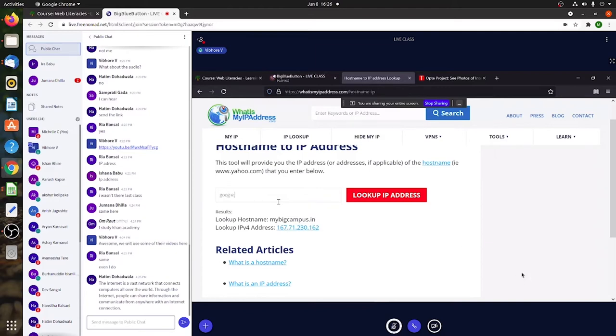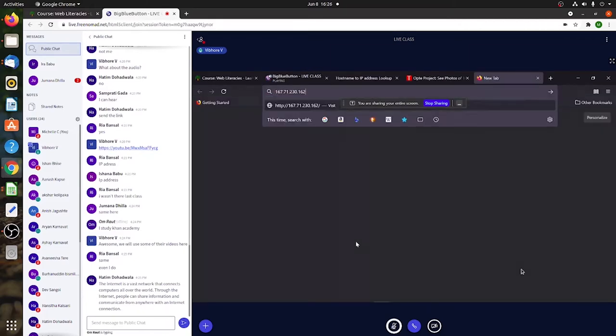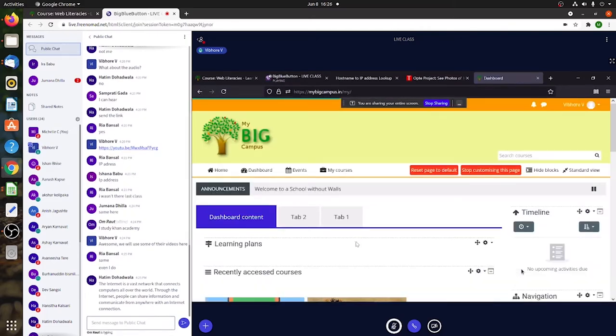if I want to do Google, right? If I want to see what is the IP address of Google, it has both an IPv4 address and a V6 address. So what are these addresses? If you take one of these addresses and put it in your browser, like if I took the my big campus address and I just type the address, that site opens up.